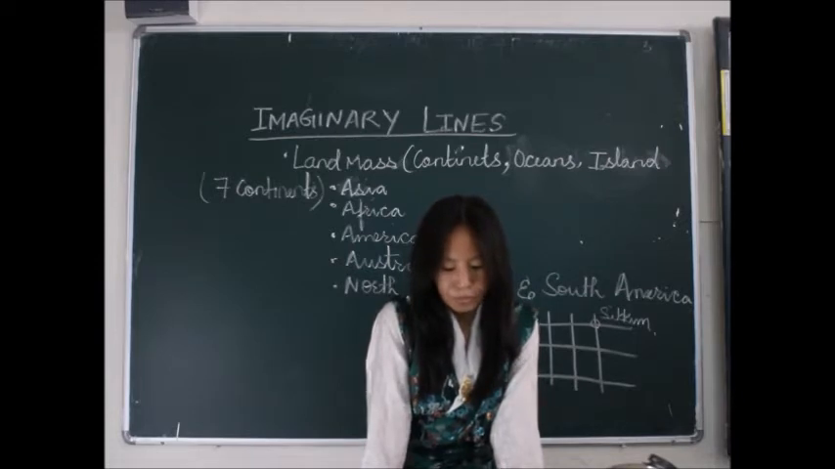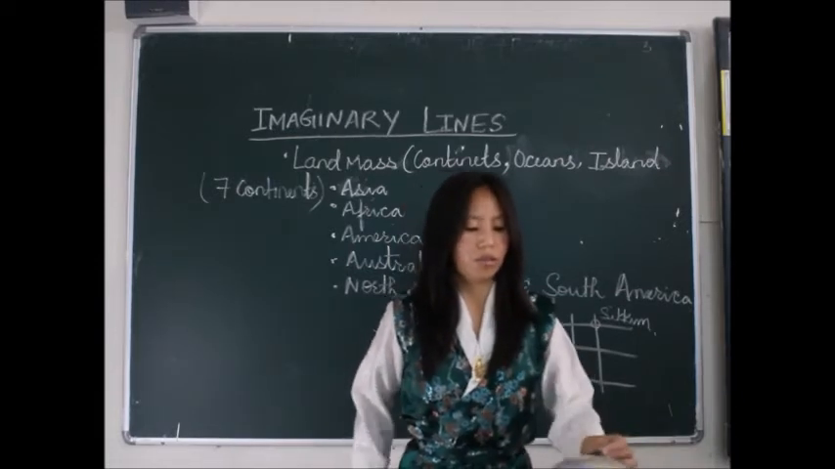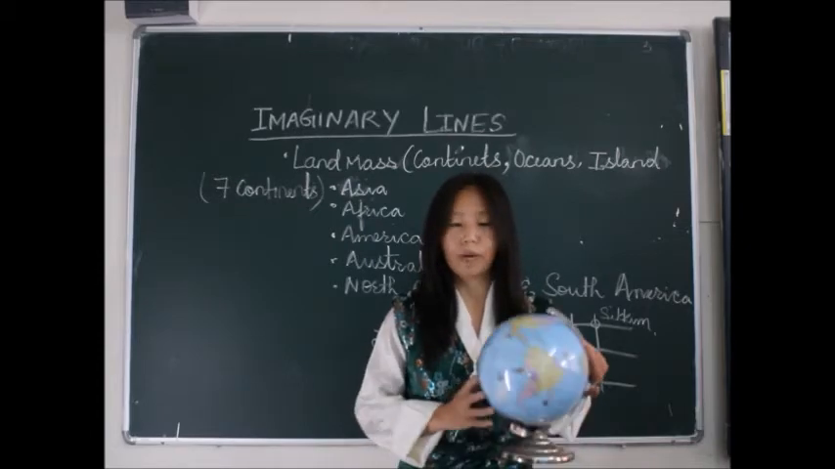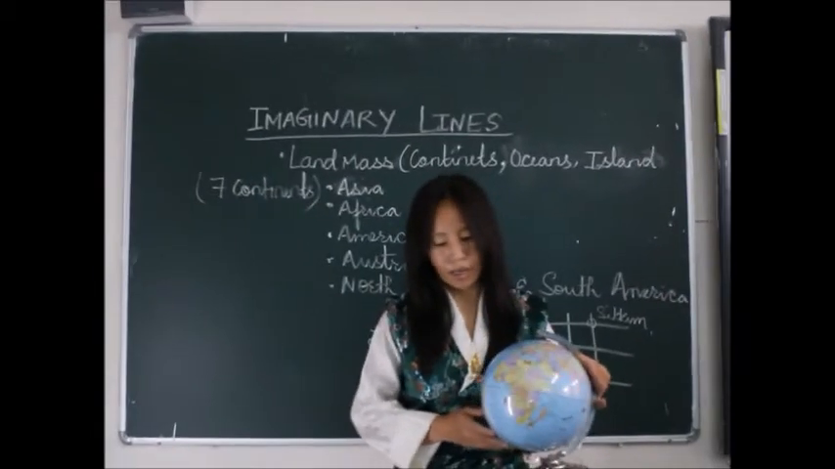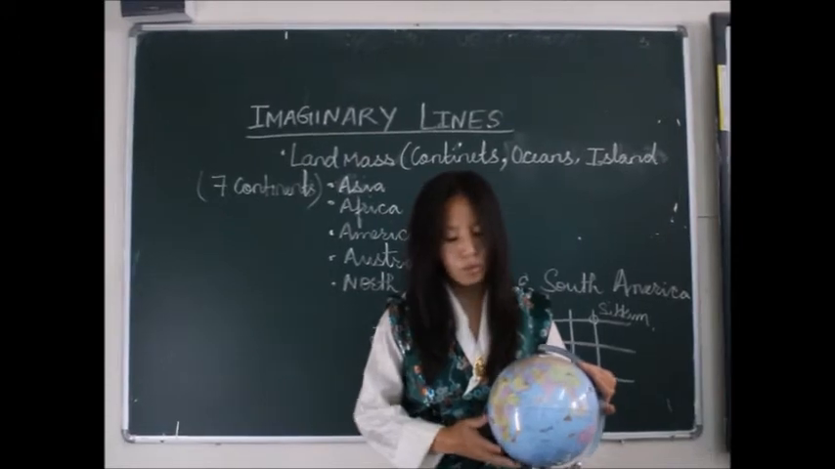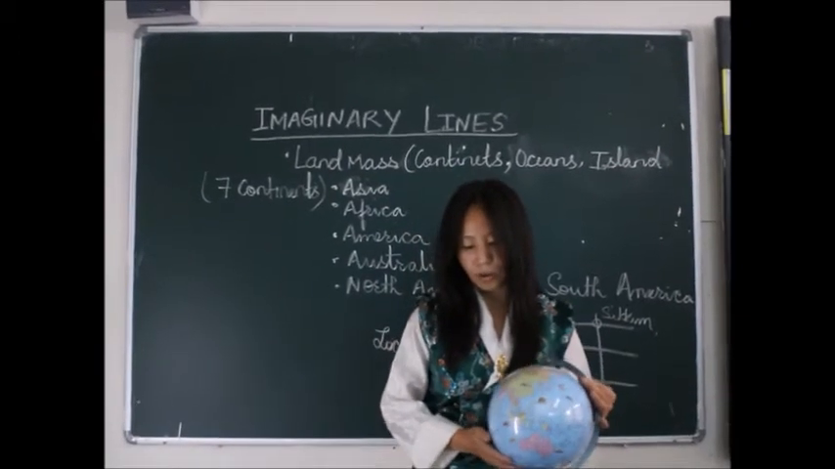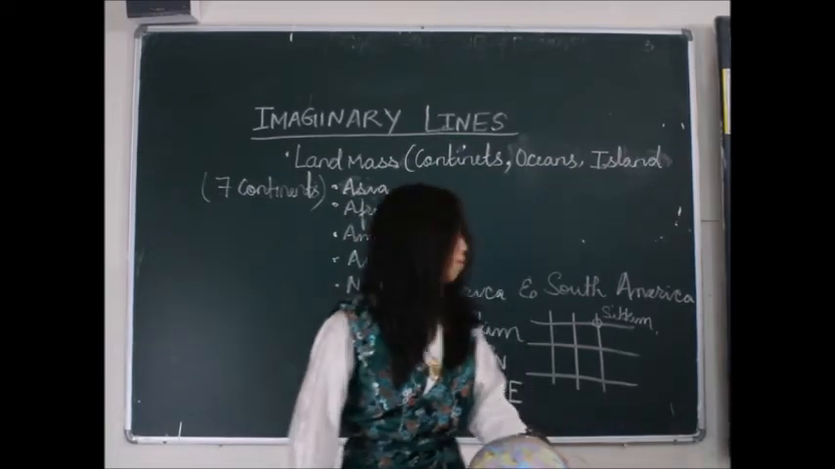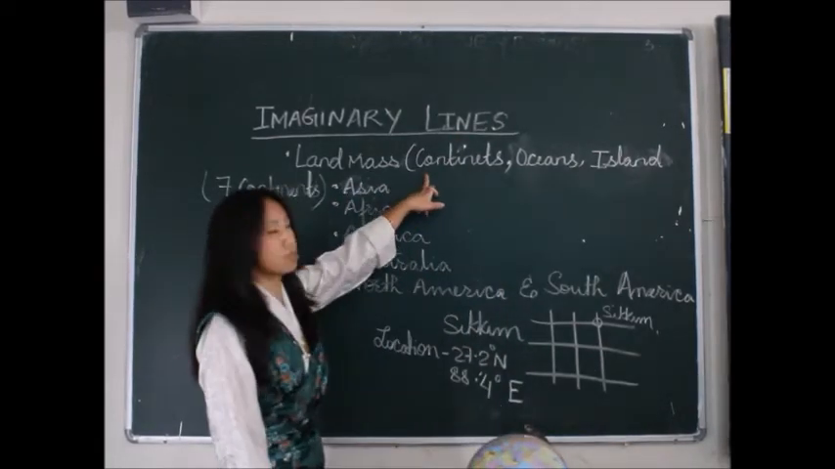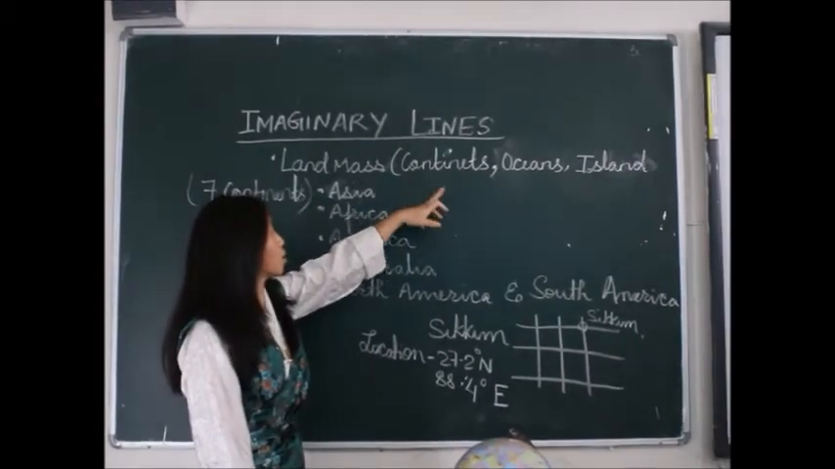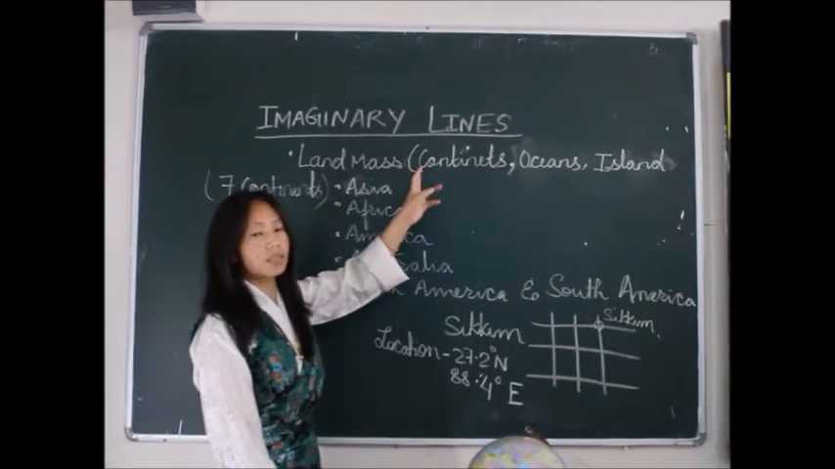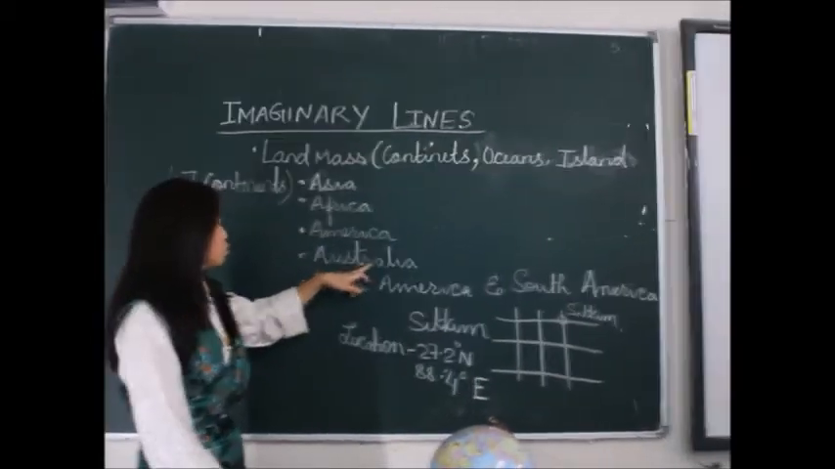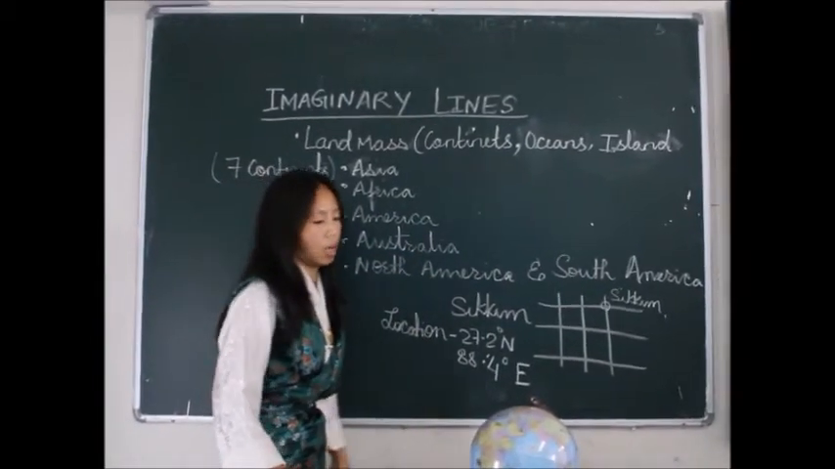So you know our earth. Today I am taking this globe. It represents our earth, right? So our beautiful earth is made up of large land masses. Land masses means the continents. So how many continents are there in the world? Seven continents in the world: Asia, Africa, America, Australia, North America, and South America.